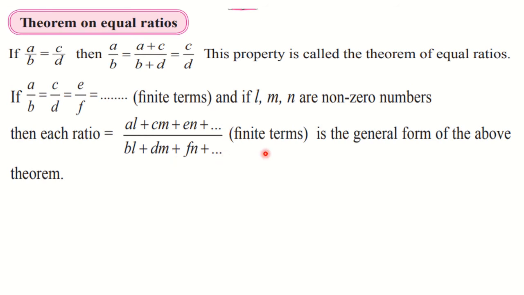Please note that it is for finite terms, not for infinite terms. As I have said, n number of terms, so here n is finite. This property is valid for finite terms. This way, it is given for two terms. Simply you can add, or even if you multiply both the places, you can then add them. This is called the general form of the ratio. So this way you have to make use of the theorem on equal ratios. All of you please note down this theorem in your notebook.